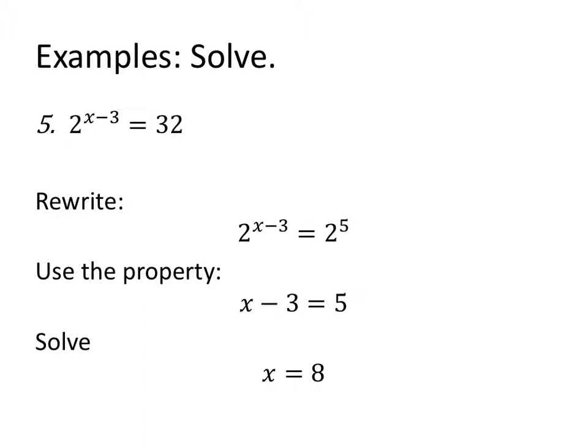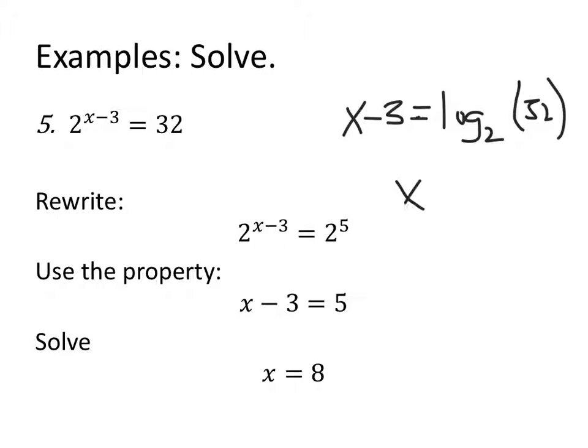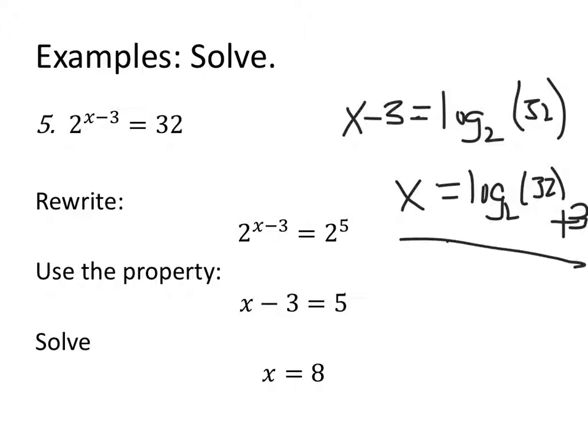But we don't have to do it like that. There's another way we could solve this problem. We could solve this problem by rewriting in log form. x minus 3 is the power to which I raise 2 in order to get 32. I can add 3 to both sides. x equals log base 2 of 32 plus 3. Written off there over to the side. Ugly but effective. And you can evaluate this on your calculator.